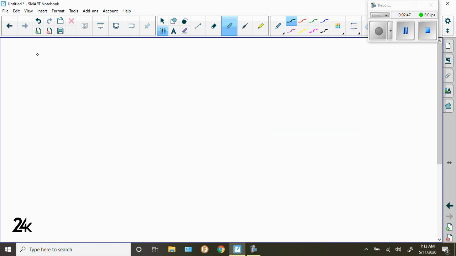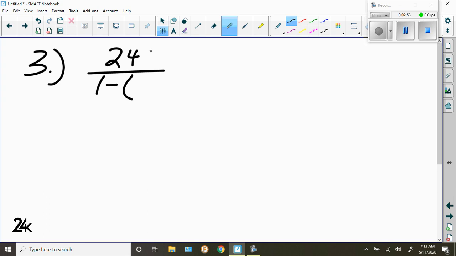Number 3. The first term's 24. This is always 1. And then look what you're multiplying by. You're multiplying by negative a half on that pattern there. So that would be 24 over 2 halves plus 1 half is 3 halves. So you're going to divide by what? No, divide by 3 and multiply by 2. So that'd be 8 times 2, which is 16.